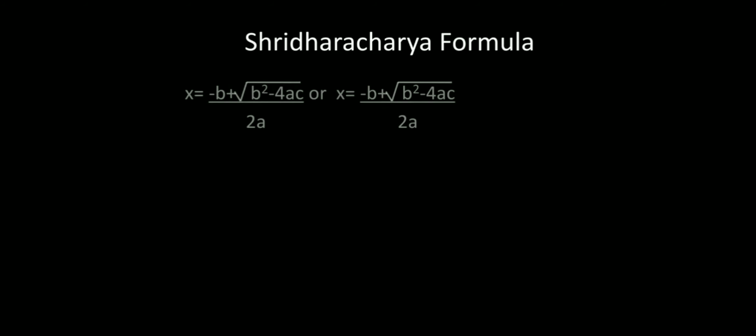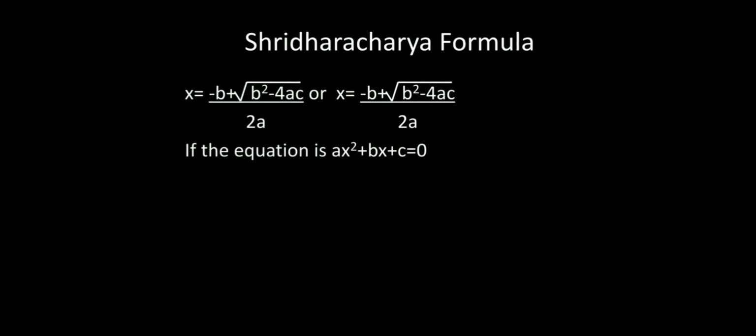I hope so. Moving further, this is the Shridharacharya formula, which says that the solution of the equation is x equals minus b plus root b square minus 4ac whole divided by 2a, or x equals minus b minus root b square minus 4ac whole divided by 2a, if the equation is ax square plus bx plus c equals 0. Mind one thing: many times, in a hurry, the children write minus b plus and then divide only root b square minus 4ac by 2a. This is whole divided by 2a, and minus b will also come.